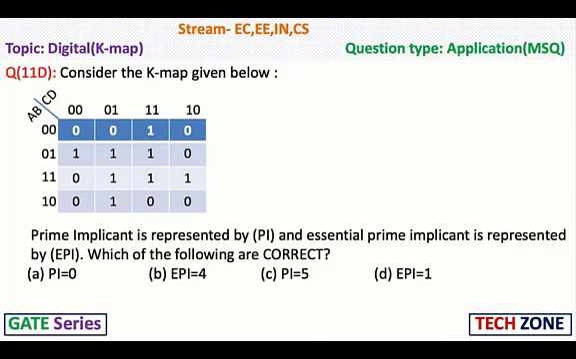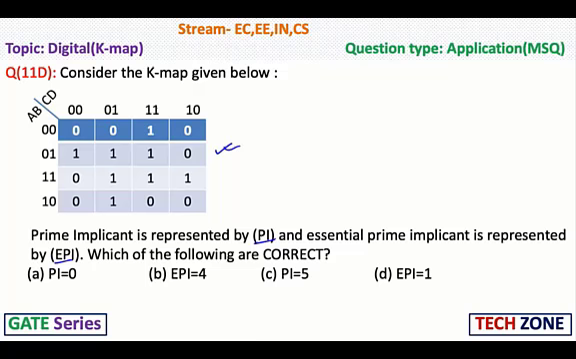So the question here, with the continuity of the series: consider the K-map given below. So this is the K-map given here. Prime implicant is represented by PI and essential prime implicant is represented by EPI. Which of the following are correct? Option A, PI is equal to 0. Option B, EPI is equal to 4. Option C, PI is equal to 5. Option D, EPI is equal to 1.